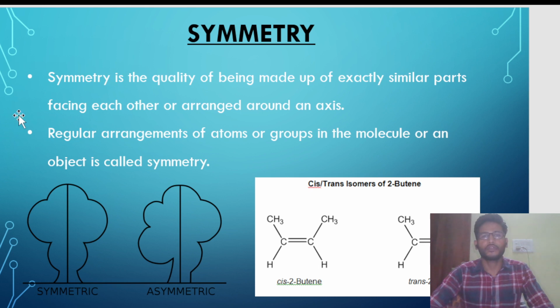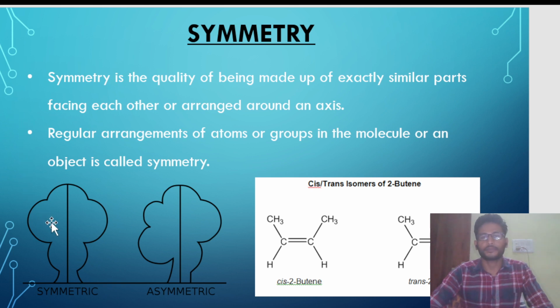In this slide, we will discuss what is symmetry. Symmetry is the quality of being made up of similar parts arranged around an axis. Or, as we are chemists, we can also say it is the regular arrangement of atoms or groups in a molecule or an object.